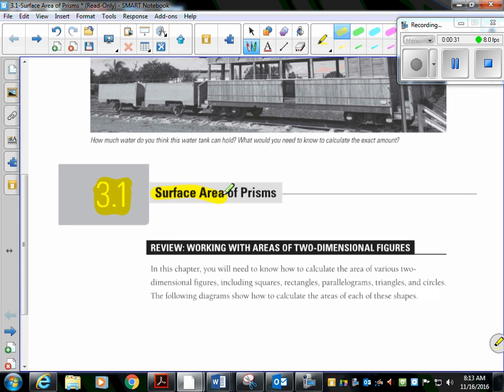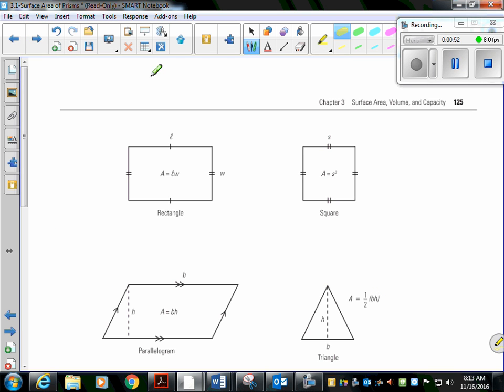So how do we find area? Before we actually look at surface area, we're going to look at areas of two-dimensional figures, like squares, rectangles, parallelograms, triangles, and circles. So this next page is a diagram page. A rectangle is length times width. A square is the side squared.